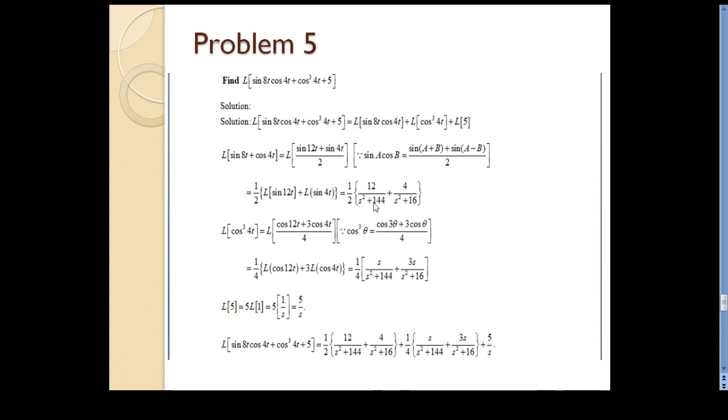What is L of sin at formula? A by s square plus a square. Here the a value is 12. 12 by s square plus 144, plus here a value is 4, 4 by s square plus 16.